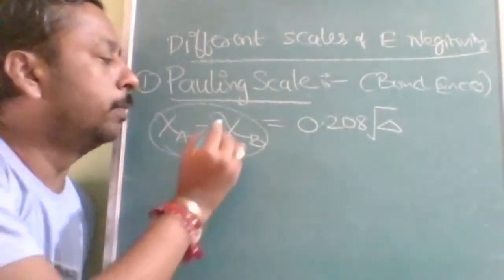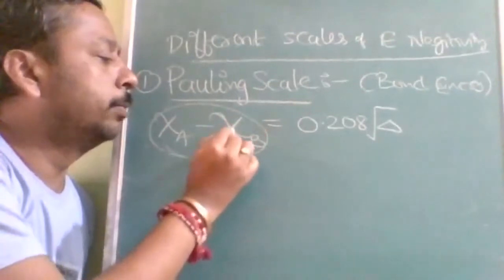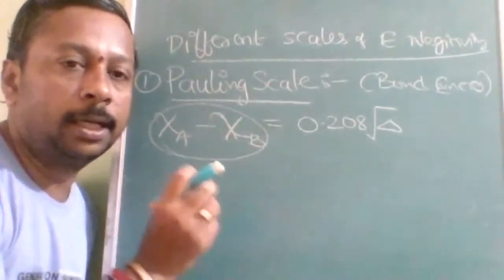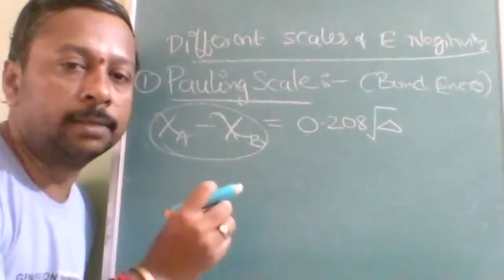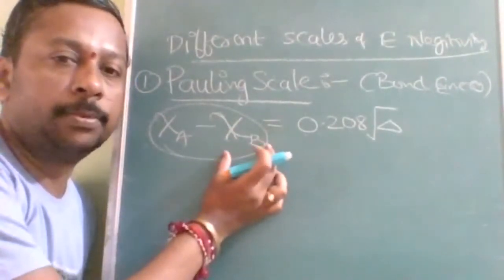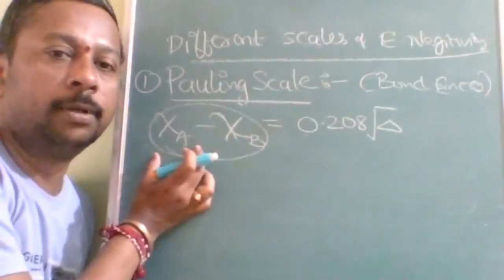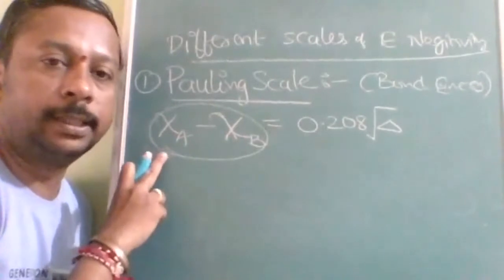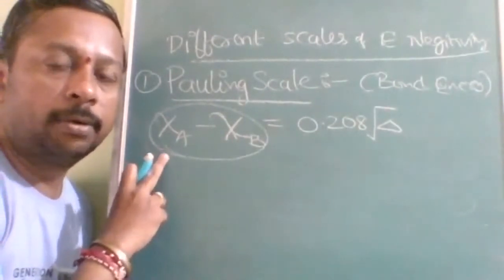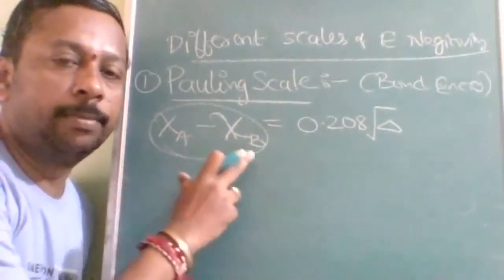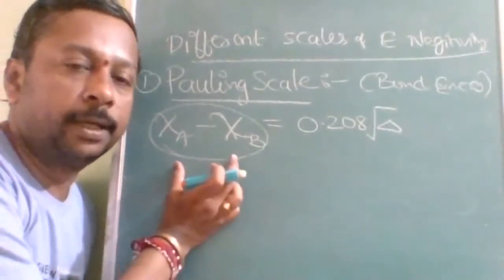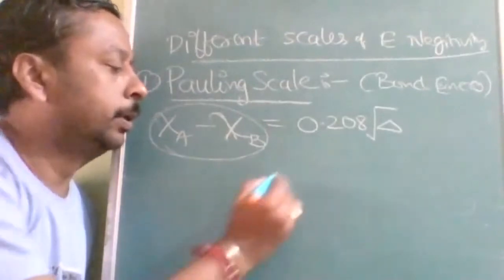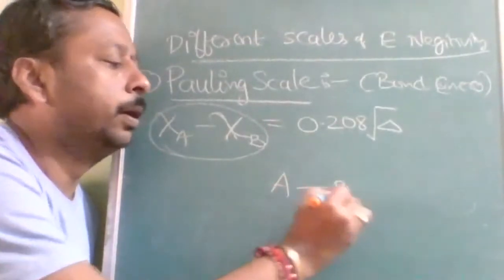For that, we take some reference atoms whose electronegativity is considered 1 or 0 or -1. Then with the rest we will substitute here and we will get the other value. So χ_A minus χ_B, that is the difference in electronegativity of A and B, where A and B are bonded together.